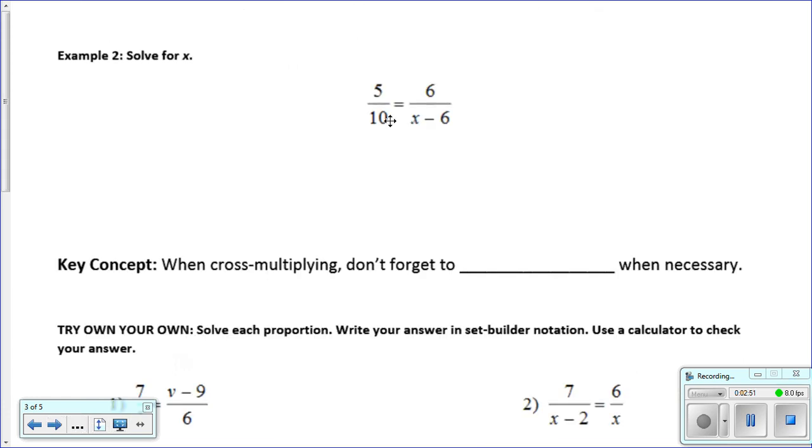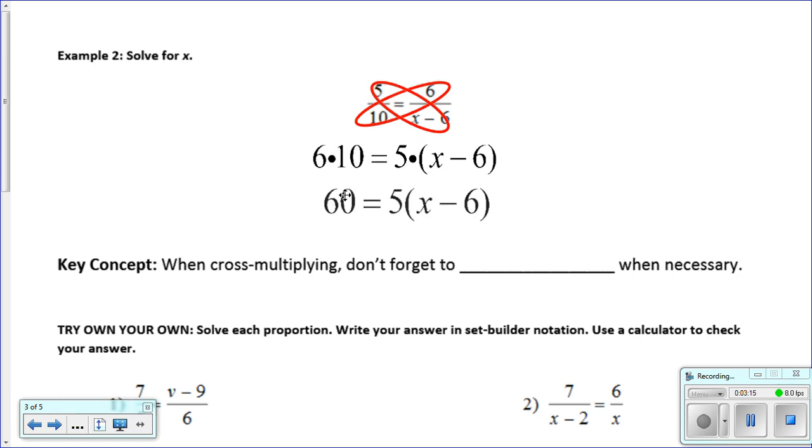Okay? Now, this is dealing with it when you have to use distributive property as well. So, even if there's like a group in a denominator and a numerator, you're still going to use the cross product. So 5 times x minus 6 and 6 times 10. Okay, 6 times 10, and then you have 5 times that whole group. So you have to make sure that group is in parentheses when you multiply by it. Okay, so 6 times 10 gives you 60. It's really 5 times x minus 6, which means you have to distribute. So I distribute the 5, I get 60 equals 5x minus 30.